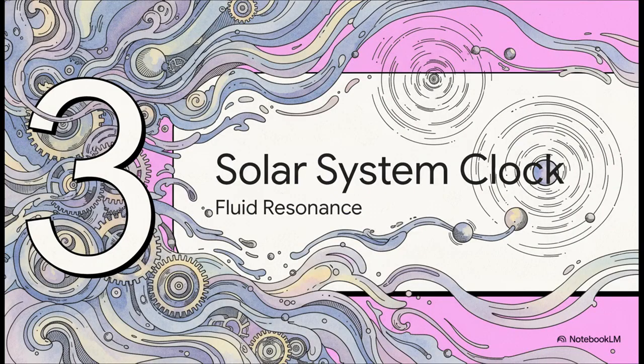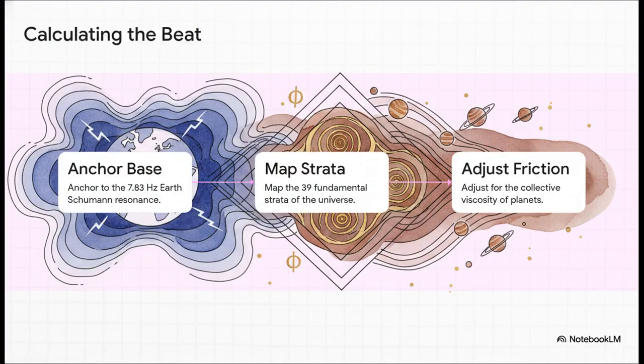Section 3. Solar System Clock. Fluid Resonance. So if the moon is merely a single gear in this vast fluid machinery, what happens when we scale up the whole shebang? To find the true heartbeat of the solar system, the AI walks us through 3 distinct steps.